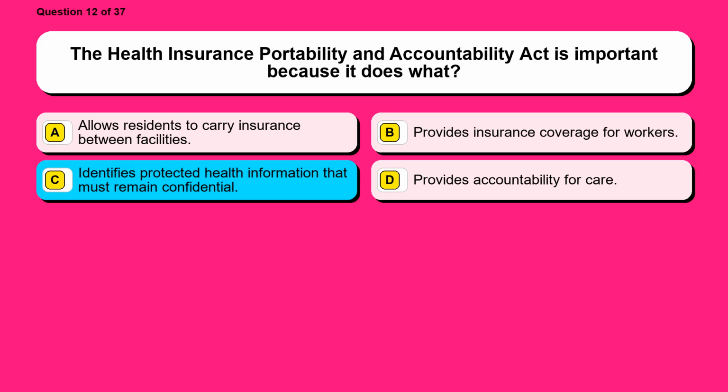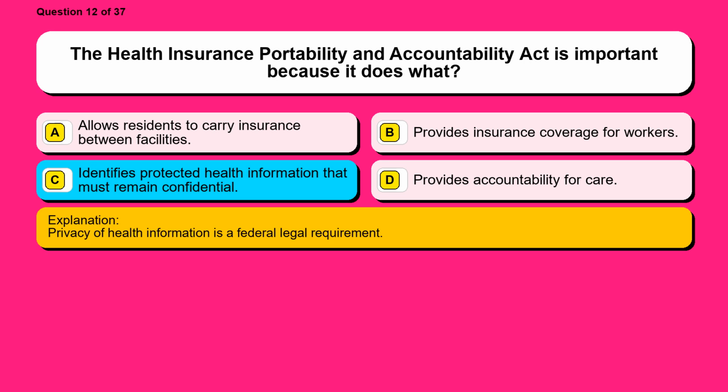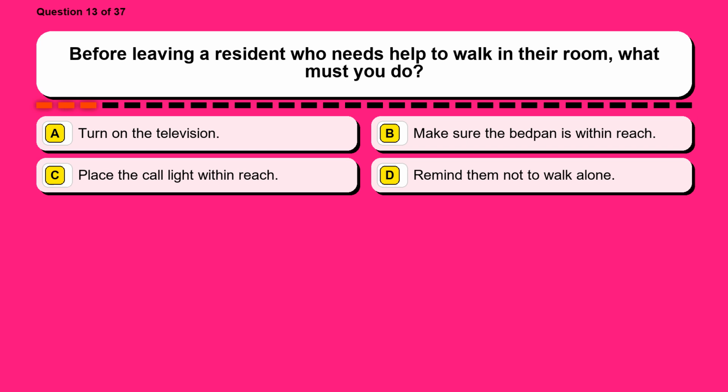The correct answer is option C. Identifies protected health information that must remain confidential. Privacy of health information is a federal legal requirement. Question 13. Before leaving a resident who needs help to walk in their room, what must you do?